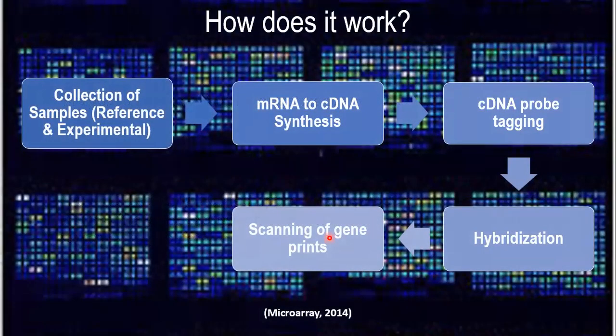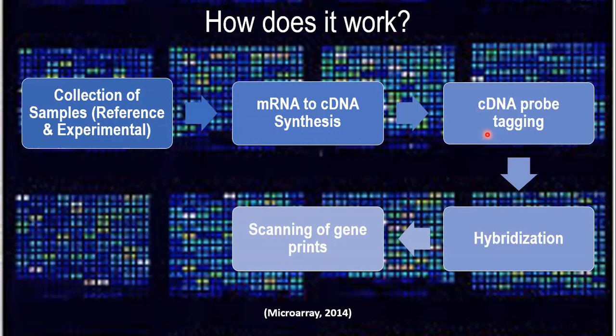So, this is the procedure of performing a DNA microarray. In the first step, we have to collect samples. The reference sample could be collected from a healthy individual, and the experimental sample could be collected from an individual with a disease like cancer. The next step is the synthesis of cDNA from mRNA. The two messenger RNA samples are then converted into complementary DNA, which we call cDNA.